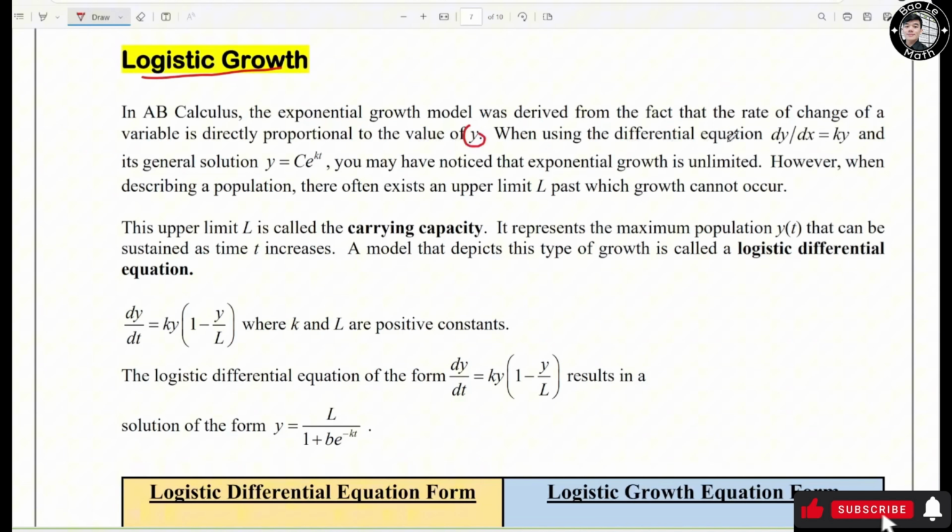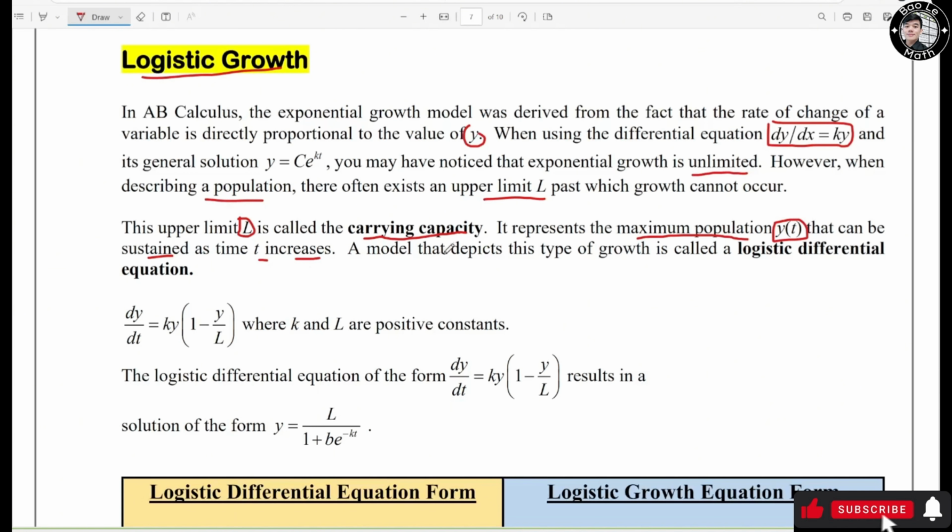Using the differential equation dy/dx = k times y, the general solution is y = C times e raised to the kt. You may notice that exponential growth is unlimited. However, a population often exceeds an upper limit L, past which growth cannot occur. This upper limit L is called the carrying capacity. It represents the maximum population y of t that can be sustained as time t increases.